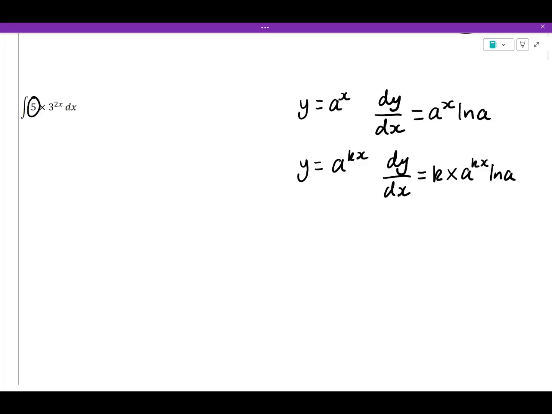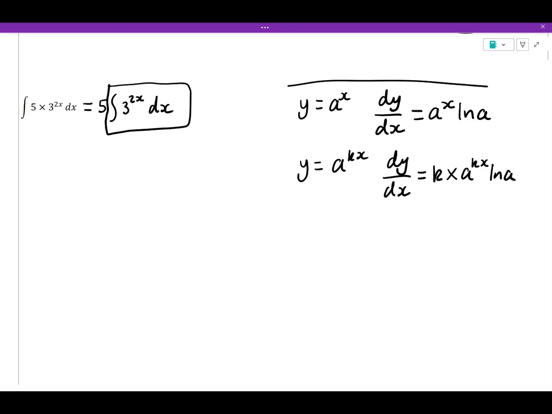Now, to make life a bit easier in this question, you can factor that 5 out because it's a numerical factor. So we would get equals 5 times the integral of 3 to the power of 2x with respect to x. It might be a bit easier to approach now that we've written it like that. So let's compare our integral here, which we have to calculate and then eventually multiply by 5, with our two equations over on the right.